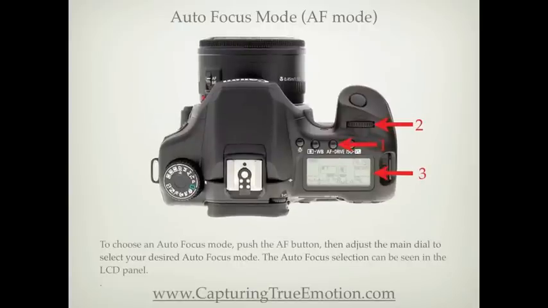To choose an autofocus mode, push the AF button, then adjust the main dial to select your desired autofocus mode. The autofocus selection can be seen in the LCD panel.